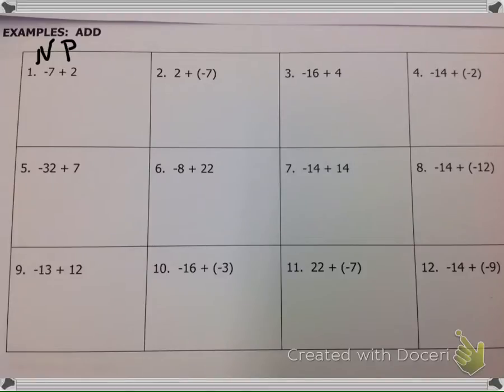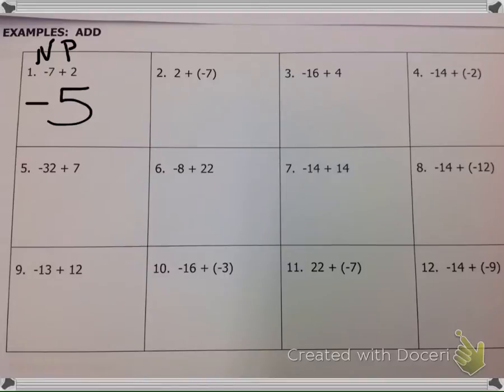Now forget the positive and the negative thing right now. Just subtract the two numbers. 7 minus 2 is 5, and then you take sign of larger number. Now we're again just looking at the numbers, 7 and 2. Which number's bigger? 7's bigger. 7 is a negative number, so my answer is going to be negative.